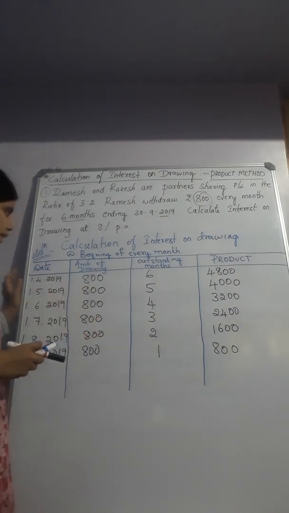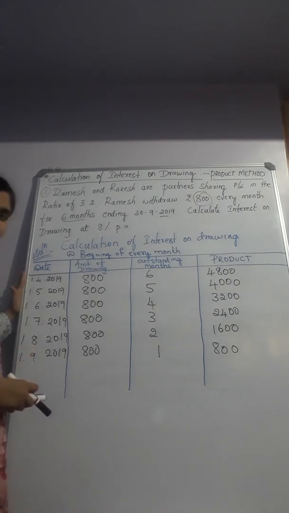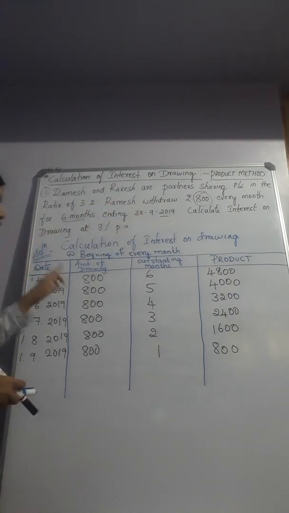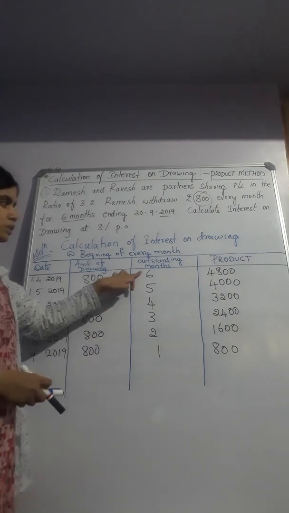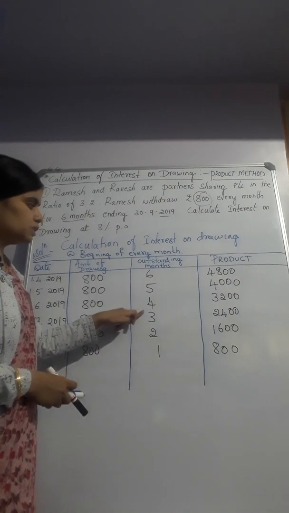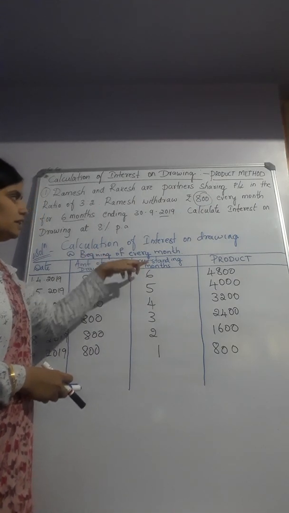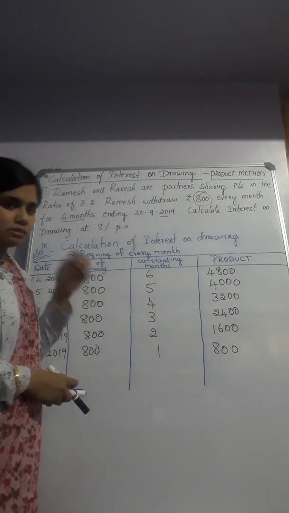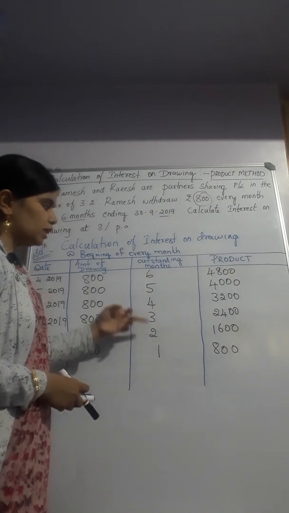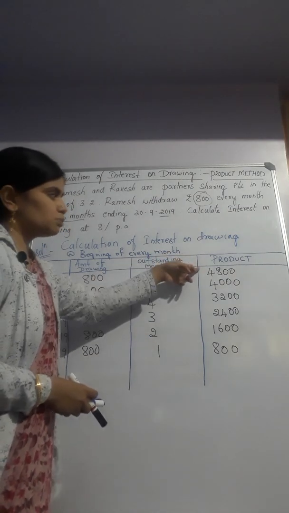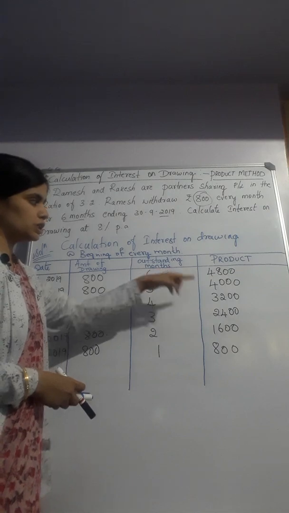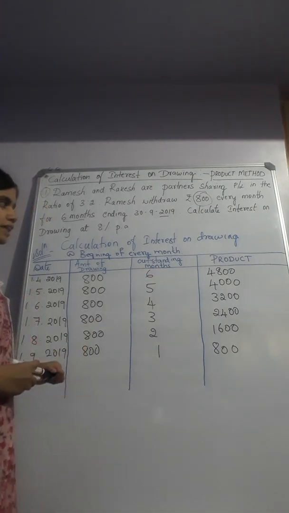Understanding? Outstanding dates: first you have to take from the start of the financial year up to whatever date is given in the problem. Amount withdrawn, uniform amount, outstanding months. For the beginning of every month, you have to start from here 1, 2, 3, 4, 5, 6. If it is the end of every month, you have to start from 0, 1, 2, 3, 4, 5. Next, product. How will we get the product? Multiply the amount of drawing with its duration, 4800. Like that, you will get the product.